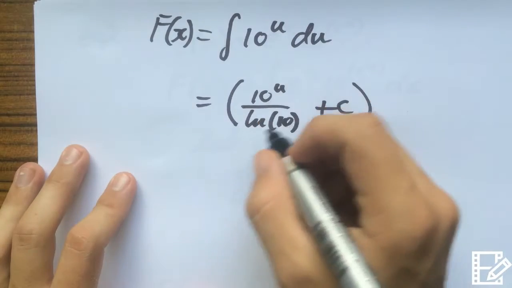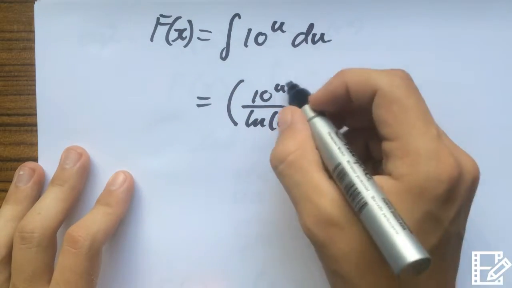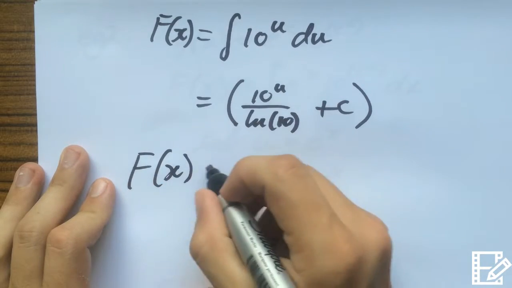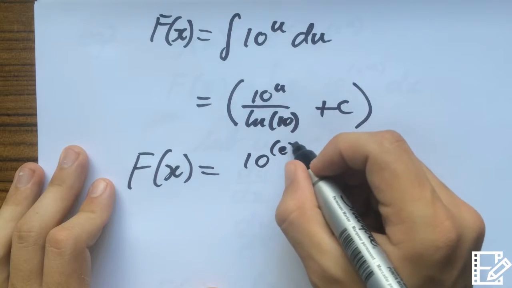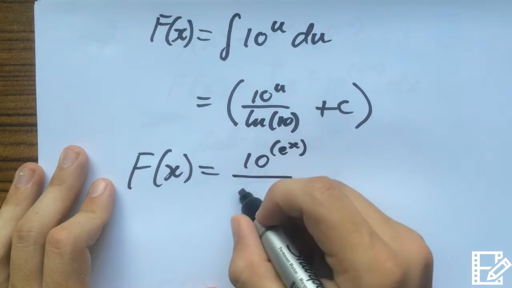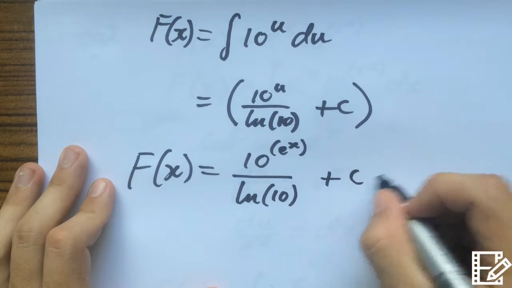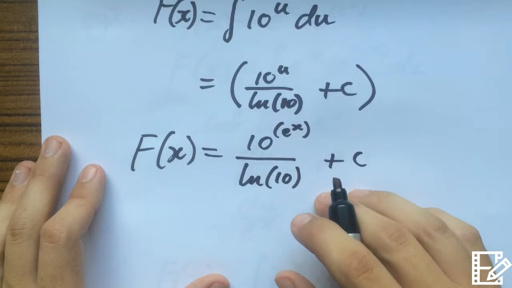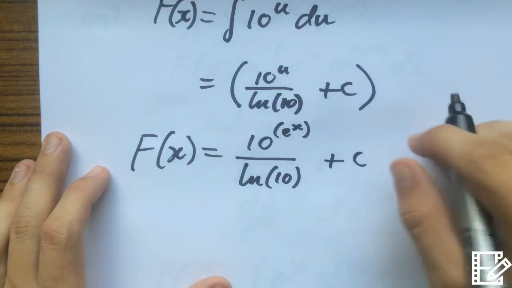Now, I want to sub u back in because I want to have this complete and done. So we rewrite it and we have 10 to the power of e to the power of x over ln of 10 plus c. And there it is. That is the integral of e to the power of x multiplied by 10 to the power of e to the power of x.